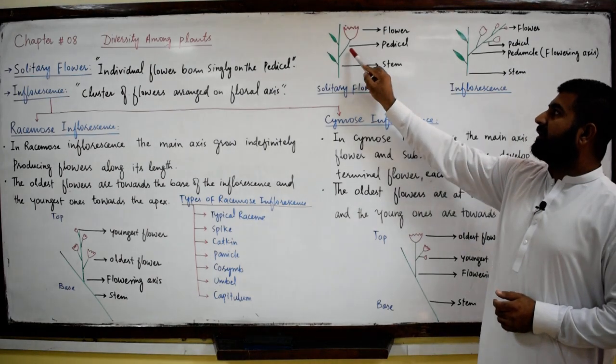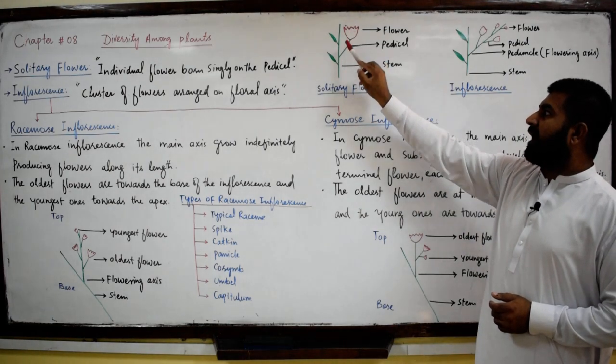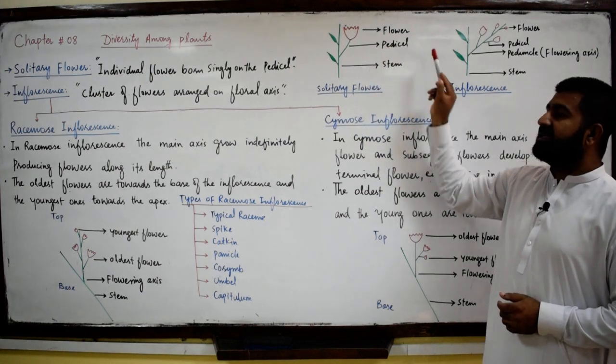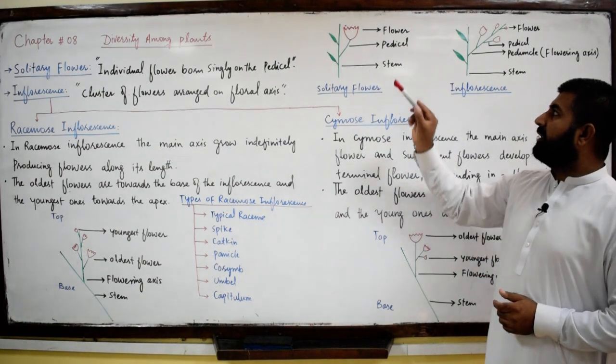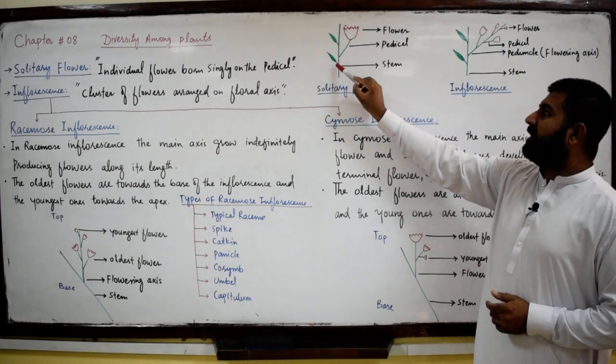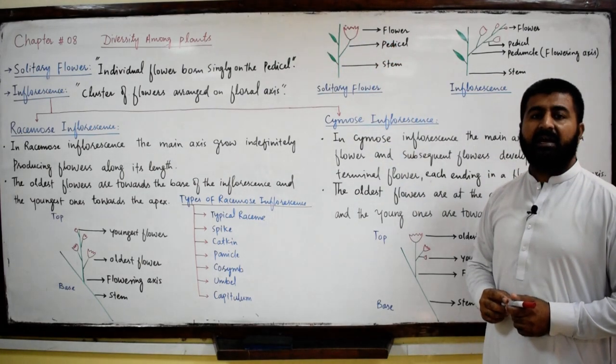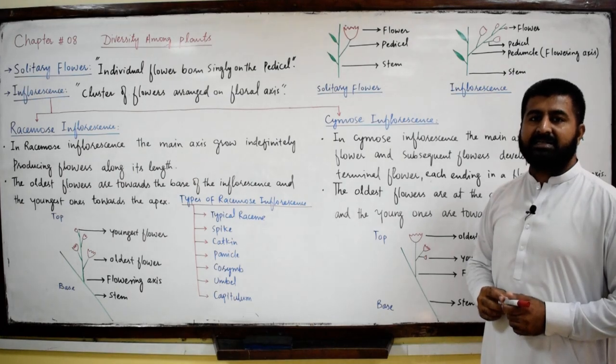When this stalk is present between the flower and main stem, then these flowers are called pedicellate flowers. And when the flower is directly attached to the stem and the pedicel is absent, then that flower is known as sessile flower.